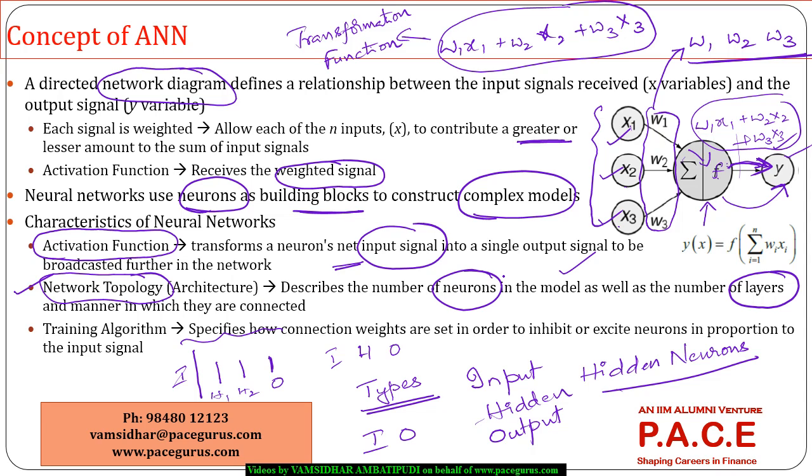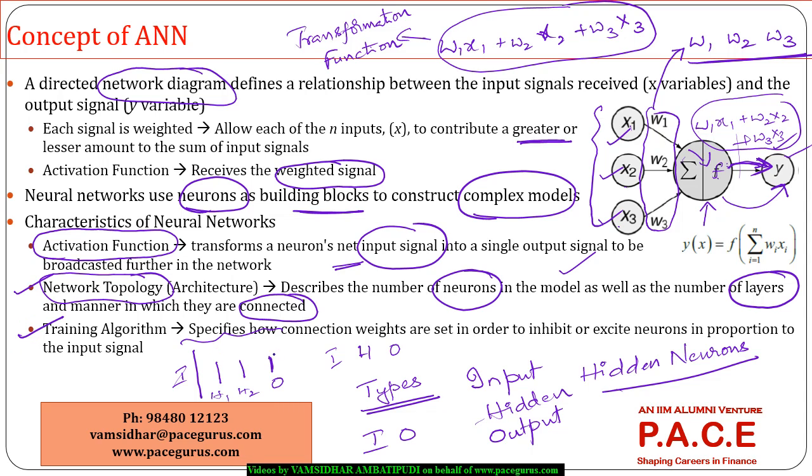The number of neurons in each of the layers, along with the number of layers, and how all these layers are connected. The basic network diagram associated with inputs, hidden layers and outputs is what we call the network topology. That's one more characteristic of a neural network that we need to understand.